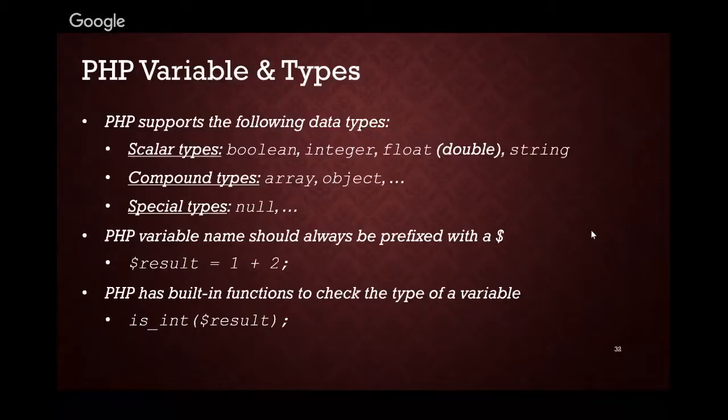Okay, so PHP supports most of the common variables, which is similar to other programming languages. There are some basic types like Boolean, integer, float, and string. One useful thing to know is that the float in PHP is actually just double. They do not have a separate double here, so you just need to use float. Then there are some compound types, like array or object.